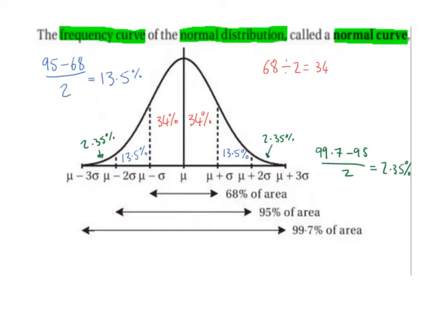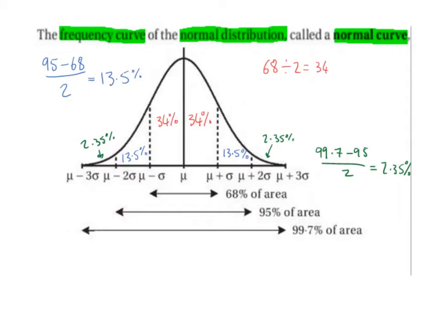And then if from here to here is 99.7% of the area, then 99.7 minus 95 divided by 2 gives us 2.35%. So from here to here is 2.35%, and from here to here is also 2.35%.